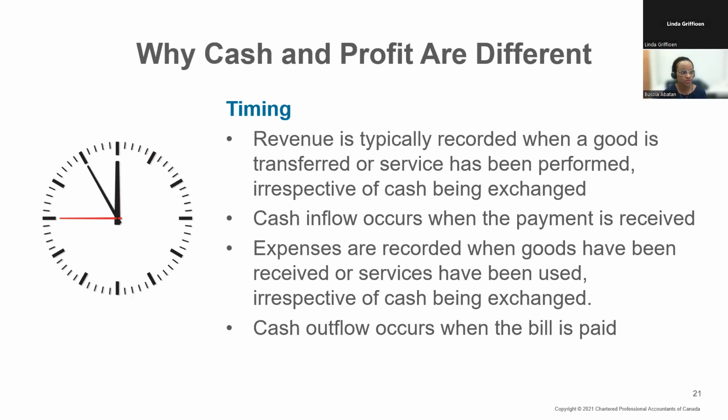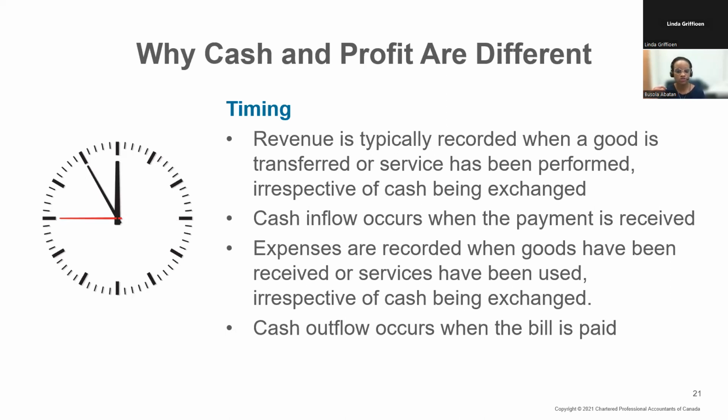For instance, revenue is typically recorded when a good is transferred or a service has been performed, just like I talked about with accrual accounting earlier. It doesn't matter when you get the cash, it's when the goods are received or when you perform the service. So if you're selling on credit and you don't follow up with your customers to make sure they pay you, or some of them are not paying and you don't have a collections department chasing them for your money back, you have a difference.